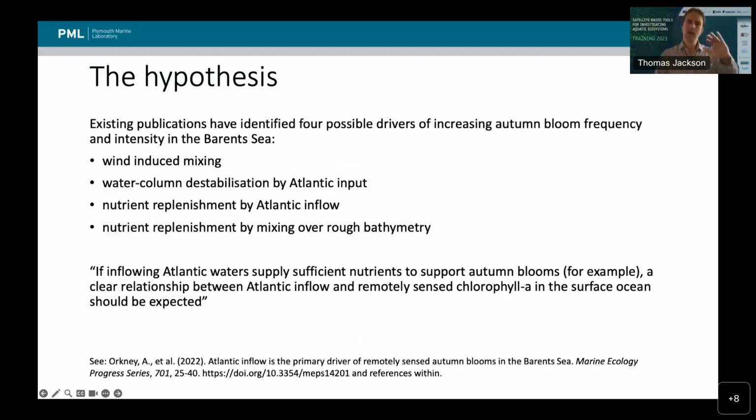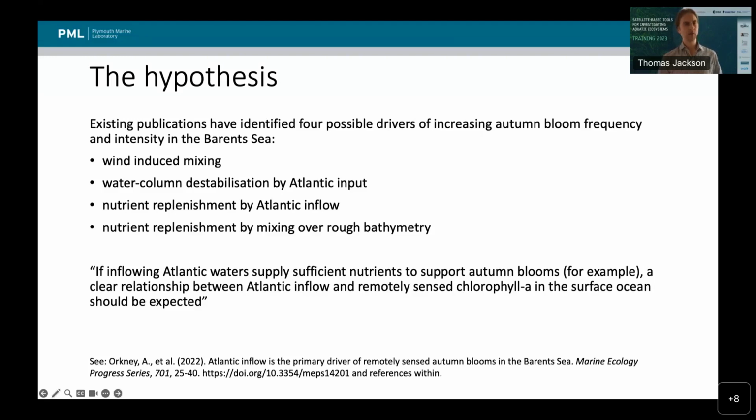So after a literature review of the area and what might be changing and driving phytoplankton growth, there were 4 candidates for what might be facilitating these autumn blooms or increase in the autumn bloom frequency. It could be more mixing from the wind. It could be water column destabilization from Atlantic inflow. It could be nutrients coming in from the Atlantic, i.e. more nutrients coming in and promoting more blooms. Or it could be that there's enhanced nutrient replenishment from mixing over bathymetry, kind of seabed features.